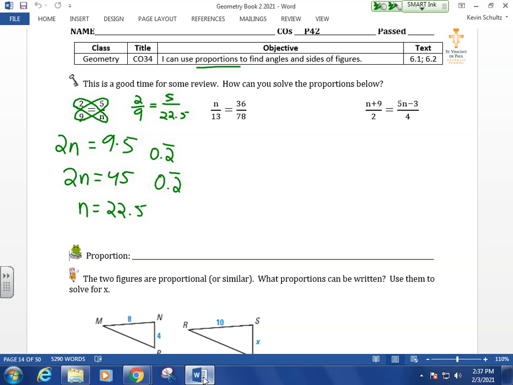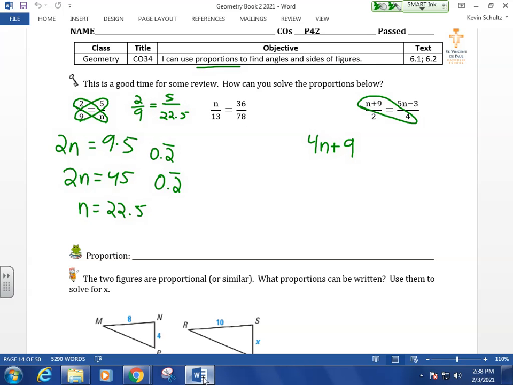So n over 13 equals 36 over 78, same kind of deal. Where students tend to run into trouble is when things get a little bit messy, such as in the third one there. n plus 9 over 2 equals 5n minus 3 over 4. We can still use cross products here, but tell me what's wrong with how I'm writing 4 times n plus 9. And this is where folks make the mistakes. What's wrong with that?